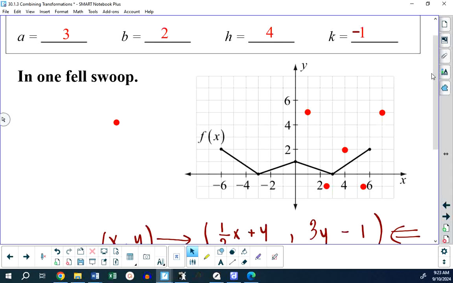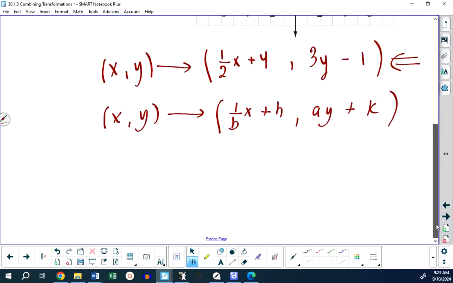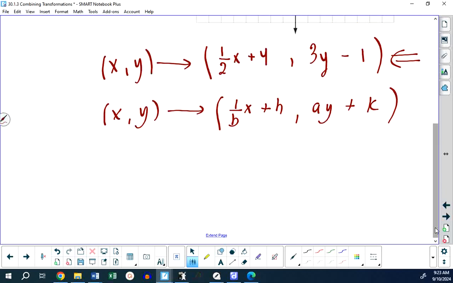But let's do it, for example, with this point, -6, 3. You don't have to write this down. But what you would do is you would explain why this is the mapping. You would explain why this is the mapping by saying things are stretched horizontally by 1/2, vertically by a factor of 3, then translated 4 to the right and 1 down, and you would map this point.